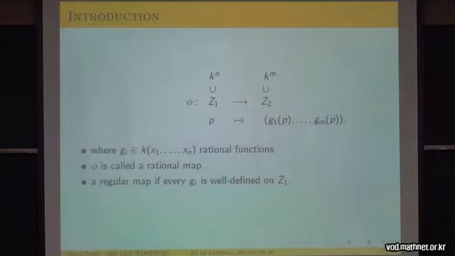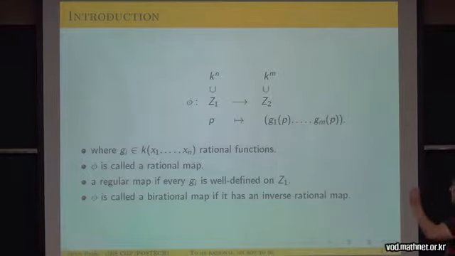If this map has an inverse, which is again a rational map, then we say this pi is a birational map. Birational geometry is the study of varieties up to birational maps. If you have a birational map between two varieties, then we say these two objects are the same. That's what birational geometry studies.